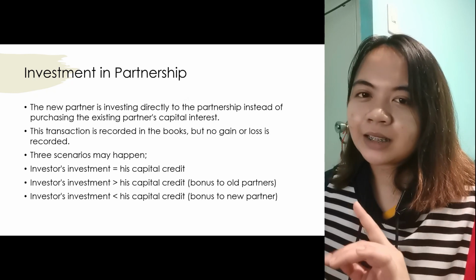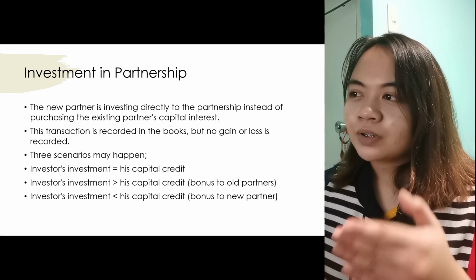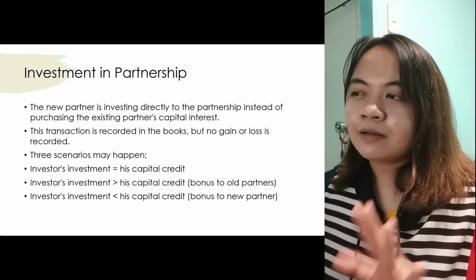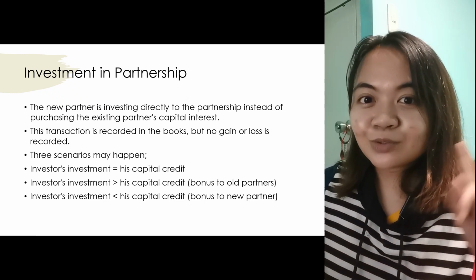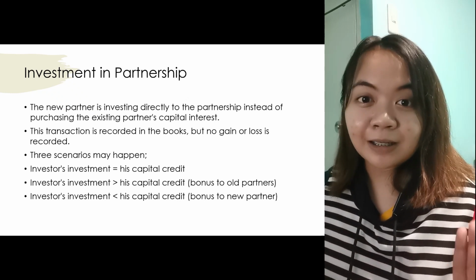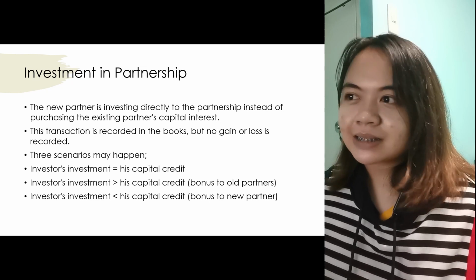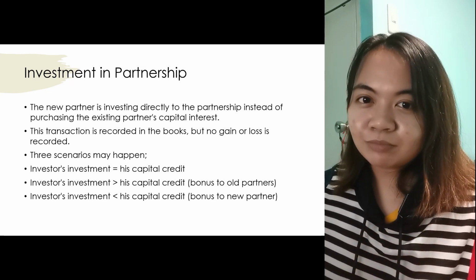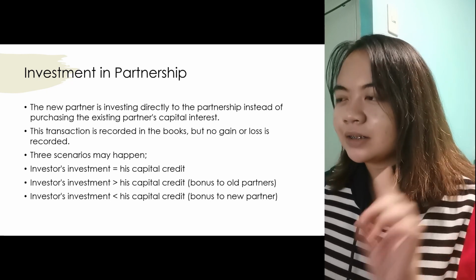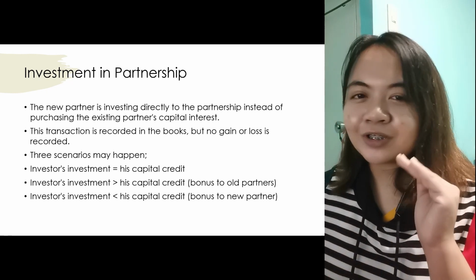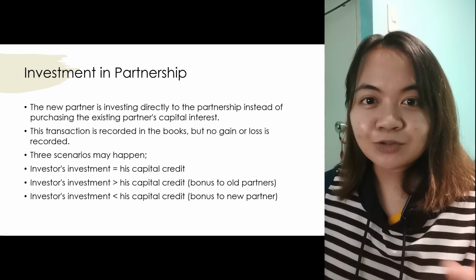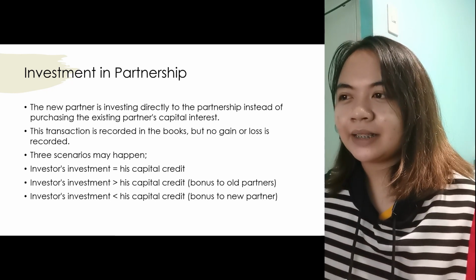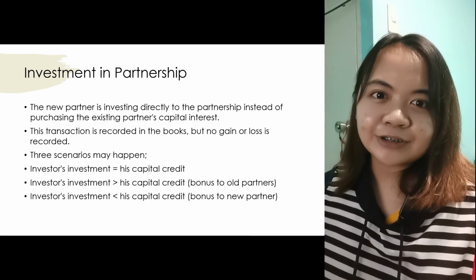Okay? O kundi kaya naman, yung papasok na partner, yung investment niya ay mas malaki kaysa dun sa kinredit sa kanya, capital balance na binigay sa kanya. So, actually, nangyari dun is may bigay siya sa old partners. Okay? At di kaya naman, yung investment niya ay mas maliit kaysa doon sa binigay niyang capital credit. So, bonus to new partners.